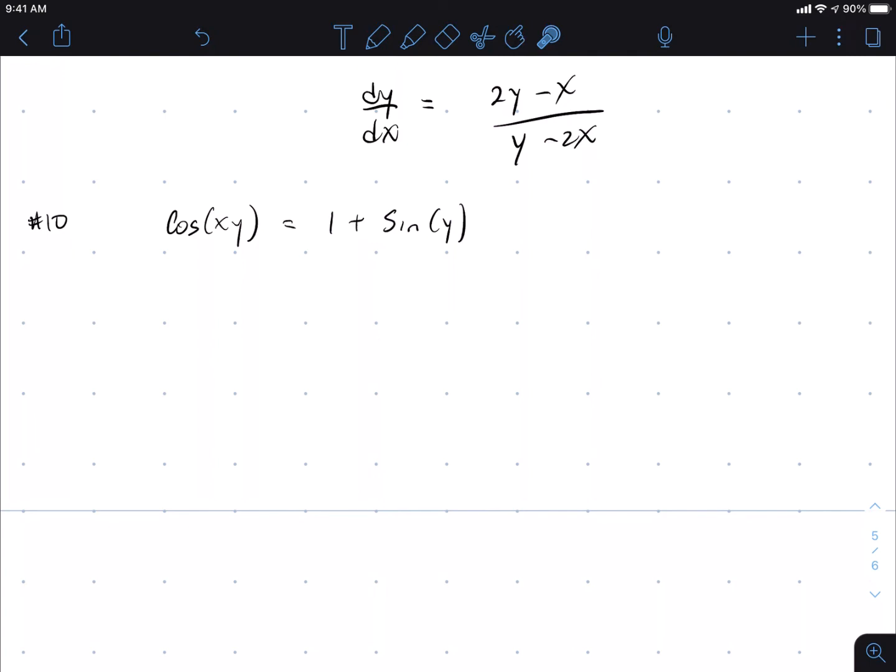All of a sudden, the derivatives started getting a little bit more complicated, huh? Yeah.